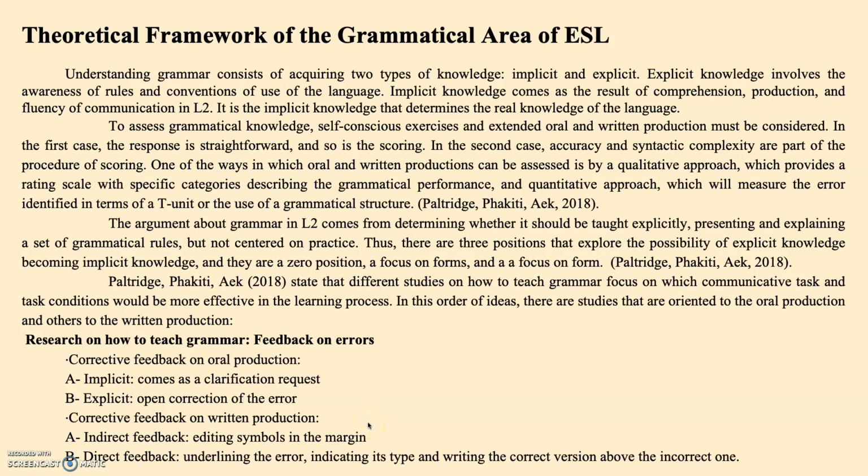The argument about grammar in the second language comes from determining whether it should be taught explicitly, presenting and explaining a set of grammatical rules, but not centered on practice. Thus, there are three positions that explore the possibility of explicit knowledge becoming implicit knowledge, and they are a zero position, a focus on forms, and a focus on form.